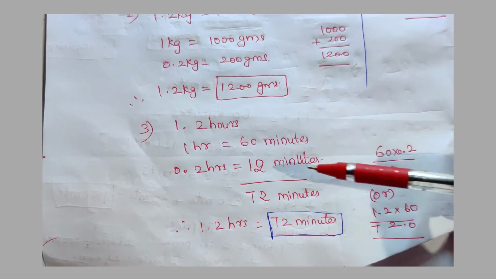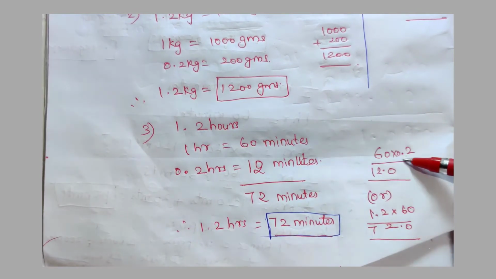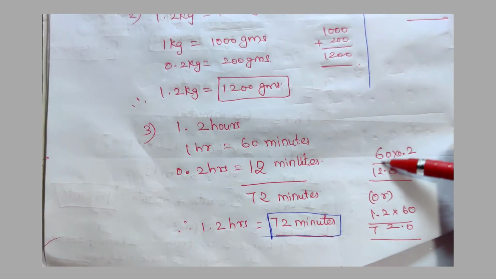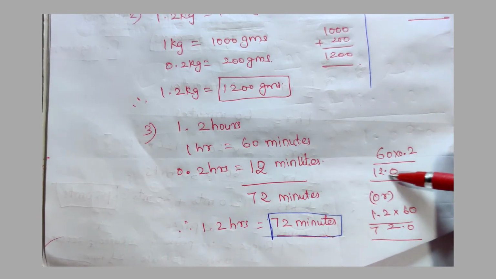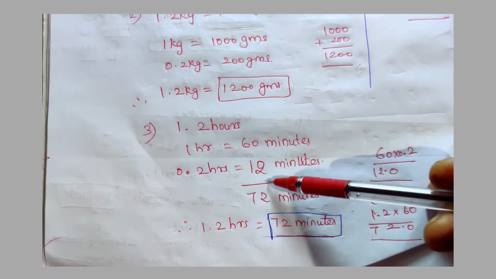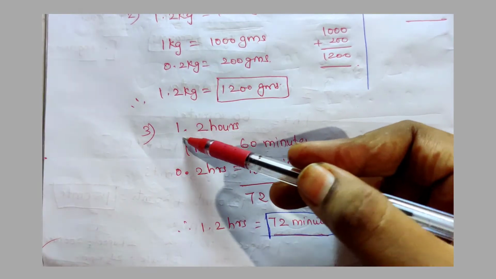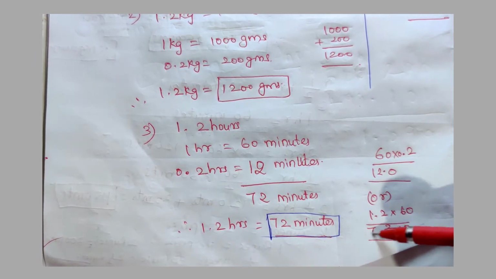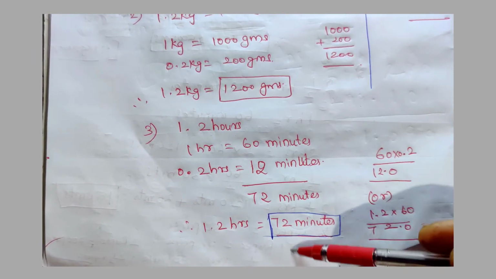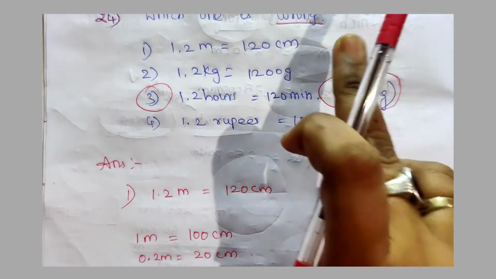1 hour is 60 minutes. For 0.2, you can write 60 into 0.2. How many minutes? 12 minutes. So it is 60 plus 12, 72 minutes. Or directly you can multiply 1.2 into 60. If you do that, you will get 72.0, that is 72 minutes. So this option is the only wrong option.